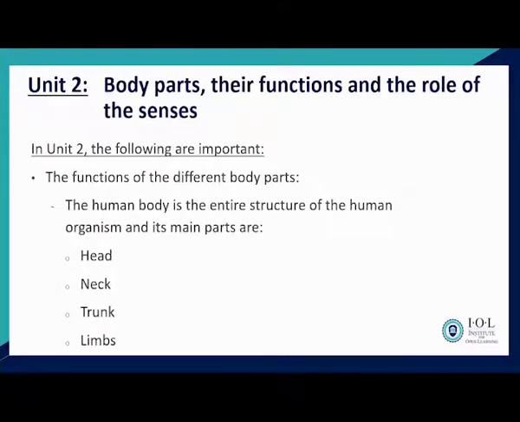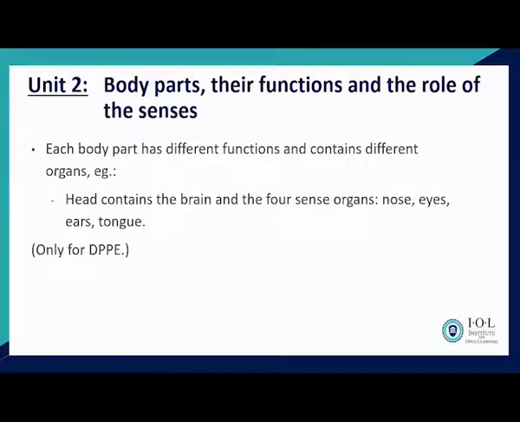In Unit 2, body parts, their functions, and the role of the senses. In Unit 2, the following are important: the functions of the different body parts. The human body is the entire structure of the human organism, and its main parts are head, neck, trunk, limbs. Each body part has different functions and contains different organs. For example, head contains the brain and the four sense organs: nose, eyes, ears, tongue, only for DPPE.